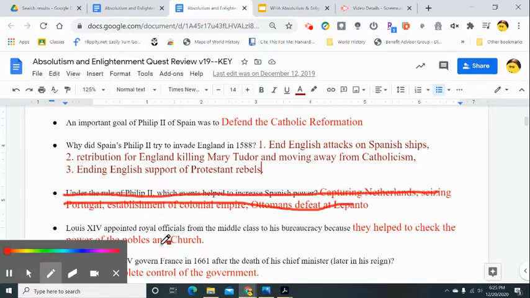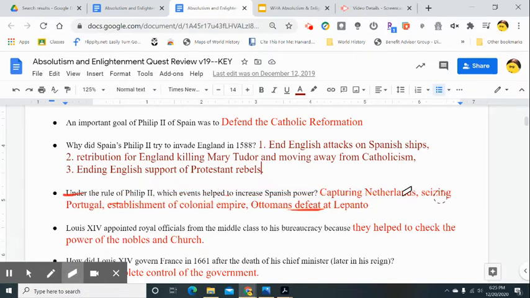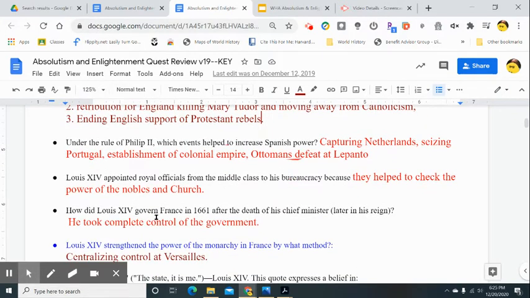Louis the 14th appeared. But let me erase that so it's not all in your way there. Louis the 14th appointed royal officials from the middle class to his bureaucracy. Why did he appoint them? Because they helped check the power of the nobles and the church. That was a reason that he did that. He helped to check the powers of the nobles and the church.